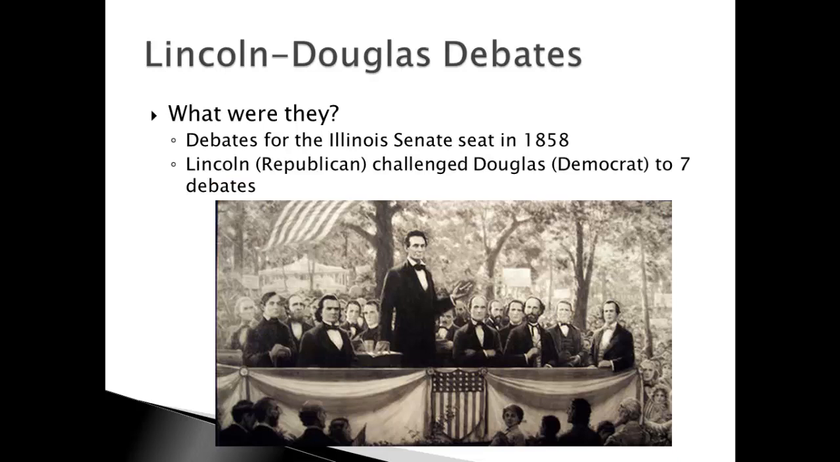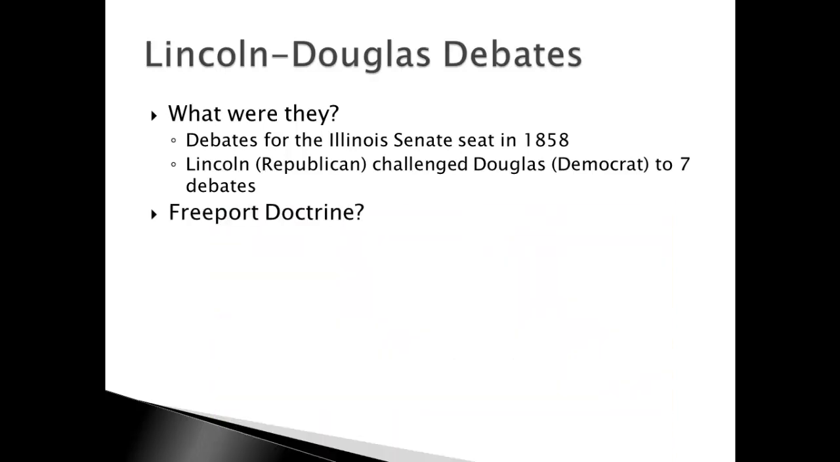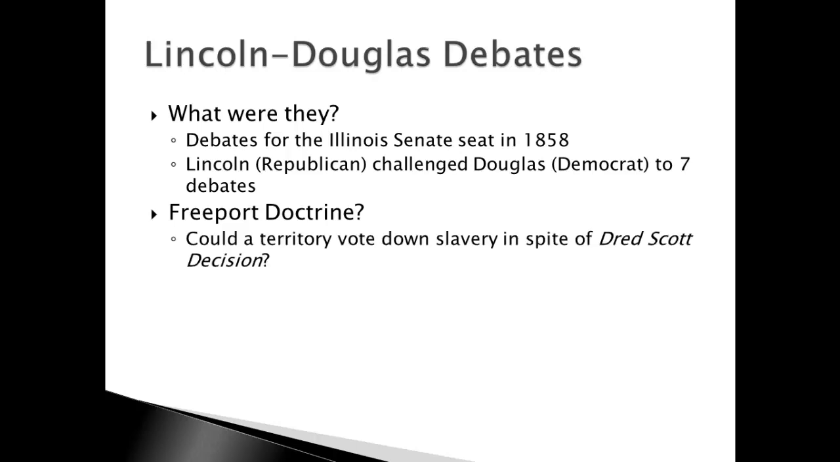So Lincoln, who is a Republican, challenged the incumbent, Stephen Douglas, to 7 debates that would happen all over Illinois. There's a very famous debate, and this is called the Freeport Doctrine. Something happens here. Lincoln asks Stephen Douglas the following question. In light of the Dred Scott decision, could a territory vote down slavery if it wanted to? Pretty simple, straightforward question. Now, Stephen Douglas, if he were abiding by the Constitution, should have answered no. Whatever the Supreme Court says is the law of the land. But what he says is essentially yes.